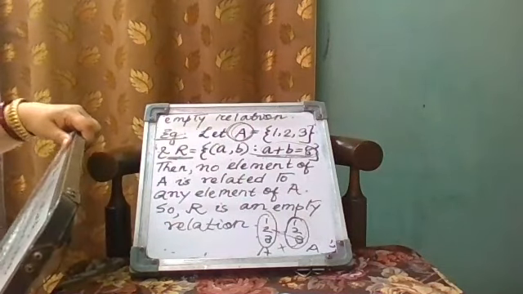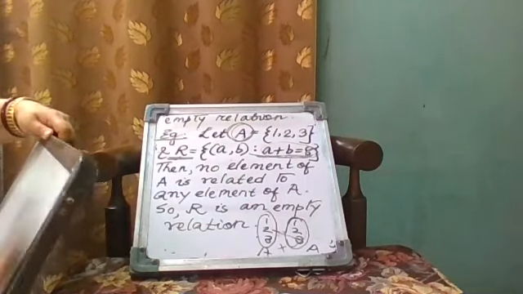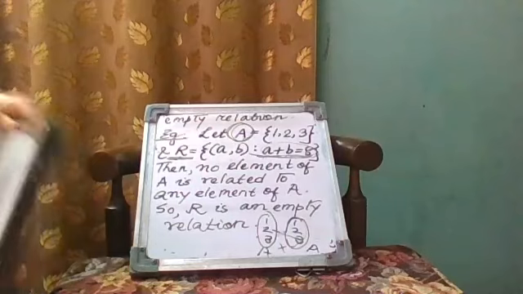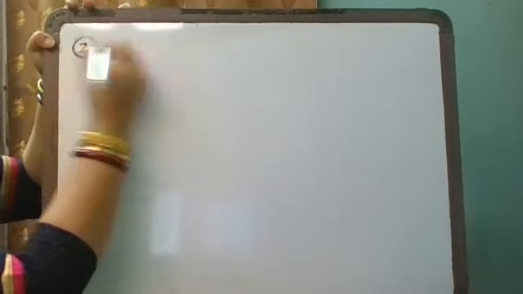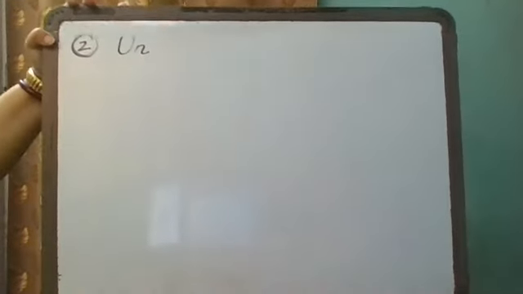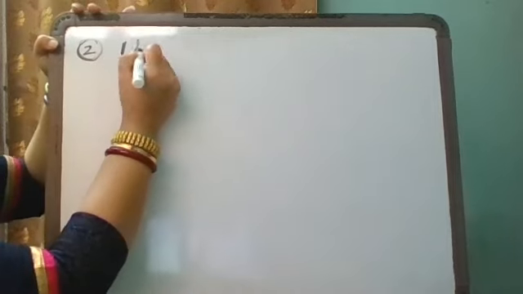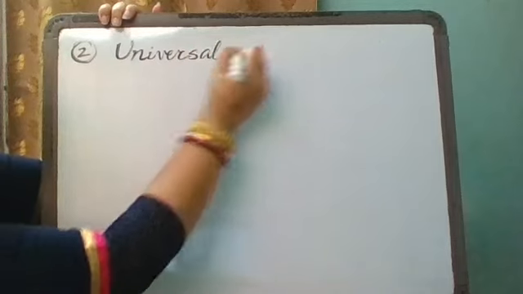Point number 2. Write down universal relation. Universal relation. Point number 2.